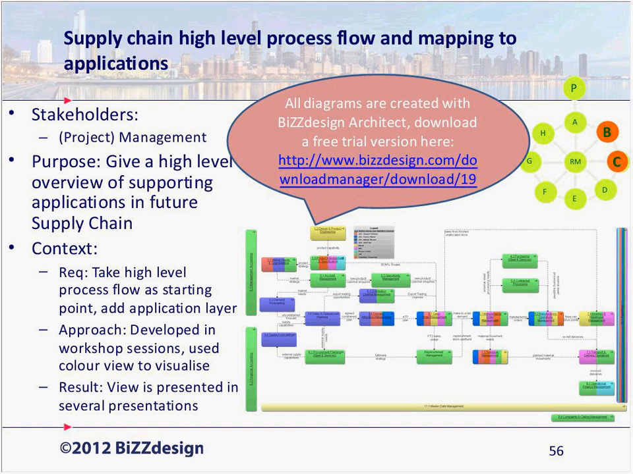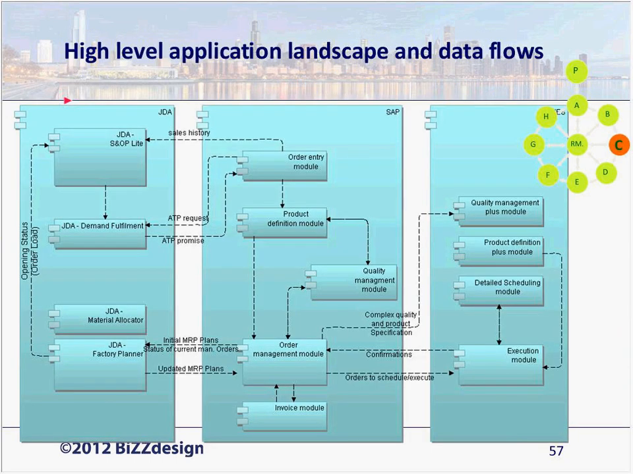Diagrams with color coding and further on are created with the Bridge Design Architect. You see here a link to a free trial version of this tool. This refers to phase B and C. Again, one for phase C in more detail on the application landscape and the data flows. So we see that the target state of Europe at least consists of three main applications: JDA, SAP, and MES, with the modules and data flows which integrate these three applications.